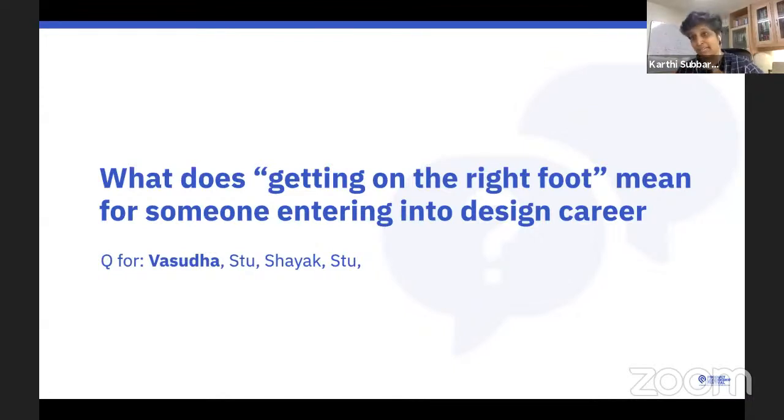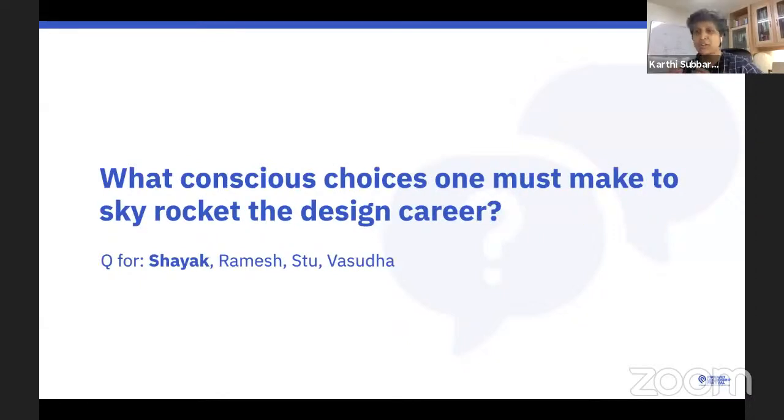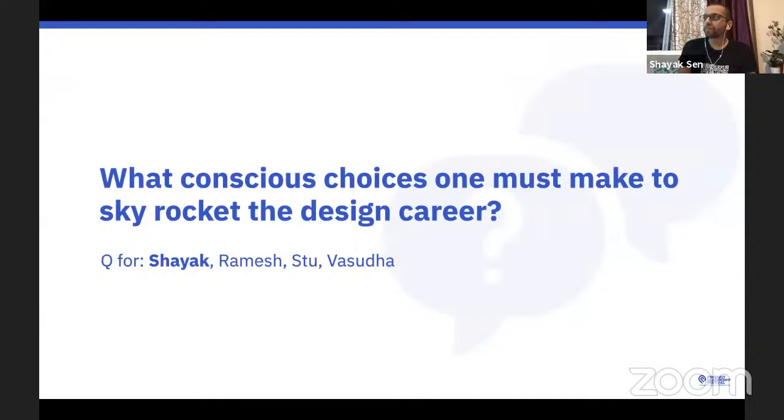What brilliant advice about the mindset also playing a big part in getting on the right foot. So just along those lines, what are the conscious choices one must make to skyrocket the design career? If I want to speed up my growth, Shaik, what should one do about that? Okay, so I will touch the first part, like early in the career, what you can do to skyrocket the design career. I think after you have matured to some level, you can take those conscious choices yourself.